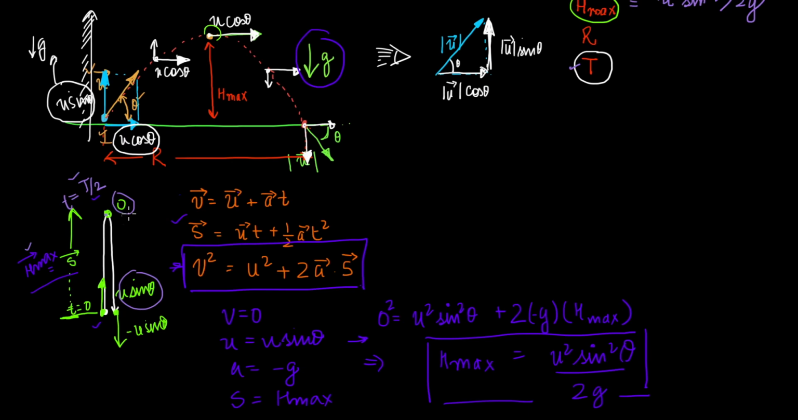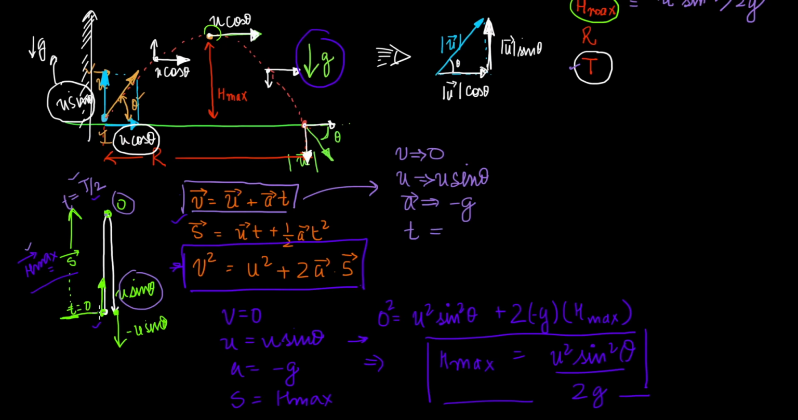Now we ask ourselves, what is t, right? So the simple way to go about that is to use this equation right here. If we use this equation and we substitute v as 0, u as u sine of theta, a as minus g, and t as the time for the first half of the flight, which is t by 2.